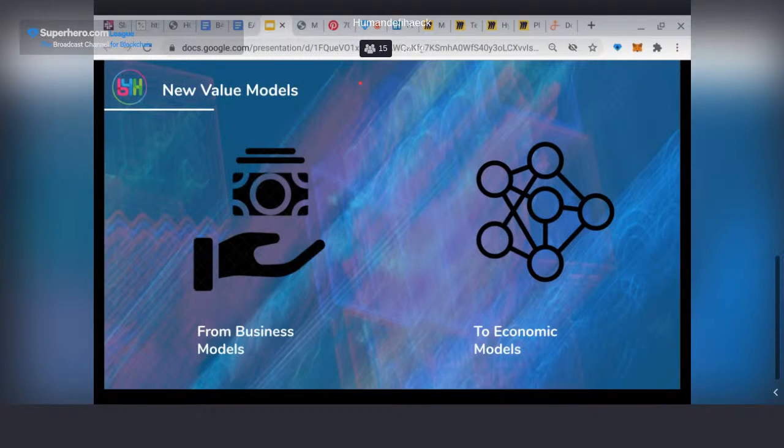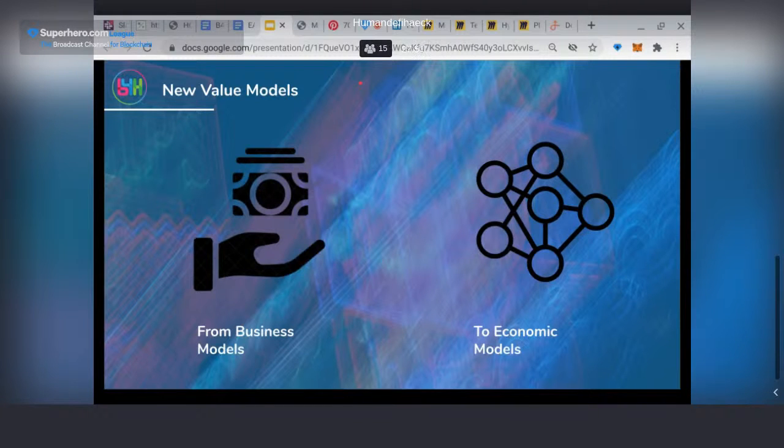When we're talking about designing ecosystems, specifically in the blockchain context, we need to understand that we are migrating from an old business model mindset to a new economic model mindset. If you ask me what is the business model of Instagram, well, it's marketing and advertising. Okay, that's cool.